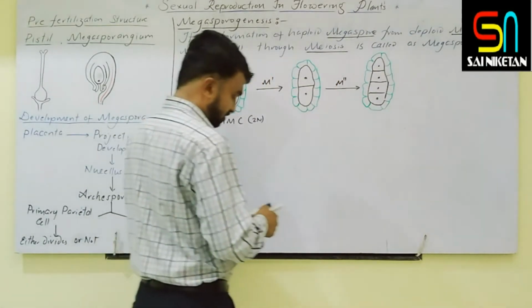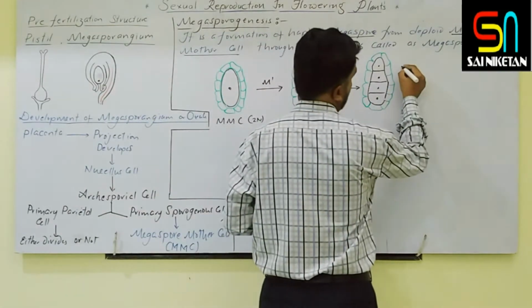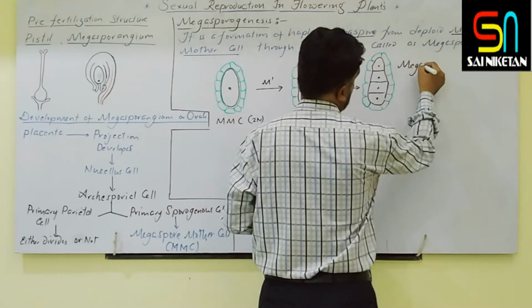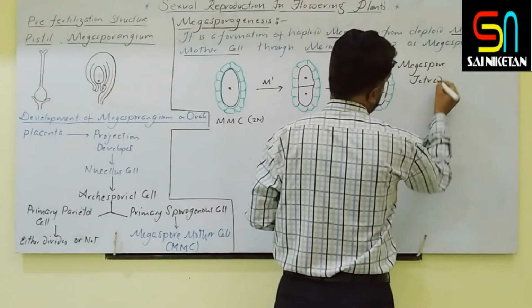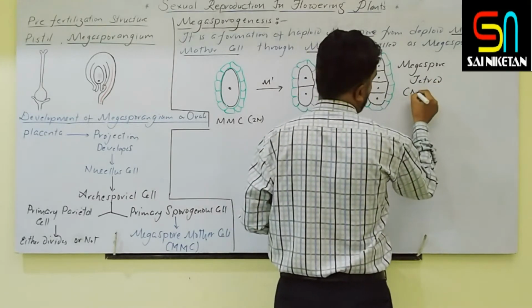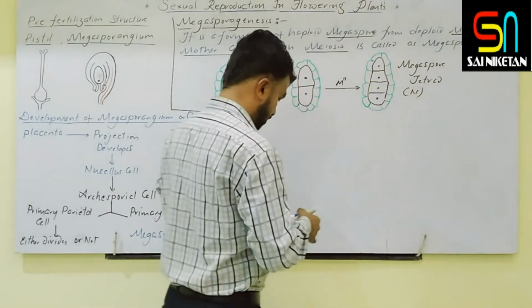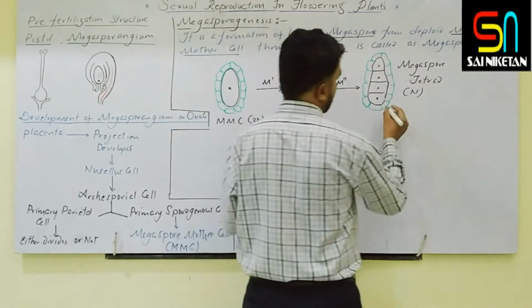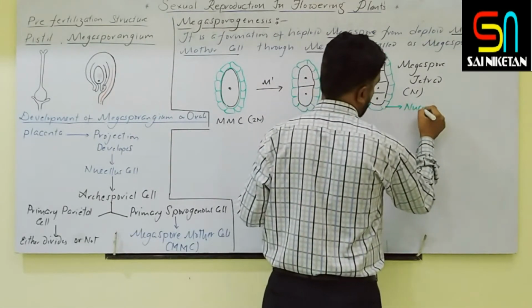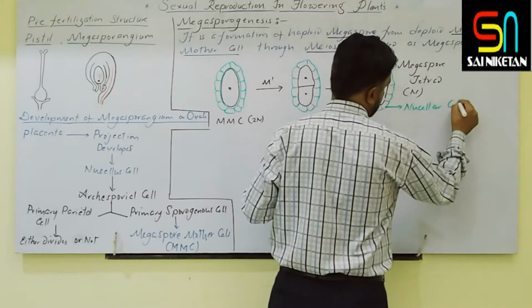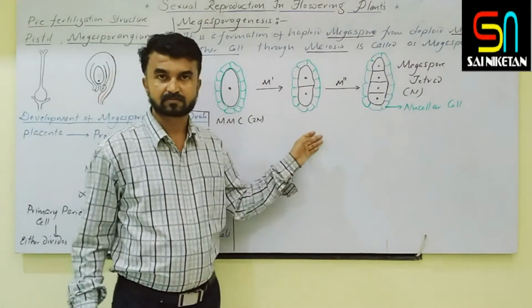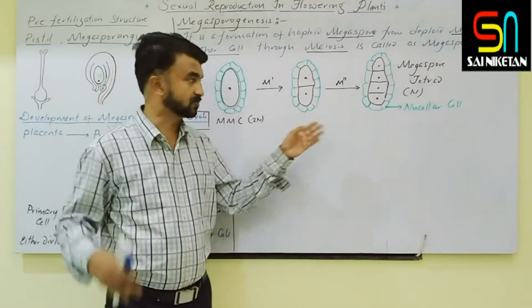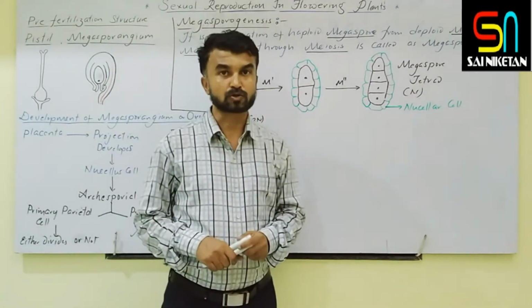So these are megaspore tetrad, and all are haploid in nature. And these green color cells are nothing but the nucellar cells. So this is only megasporogenesis. Can you correlate? Can you recall this one? What happened in the microsporogenesis?